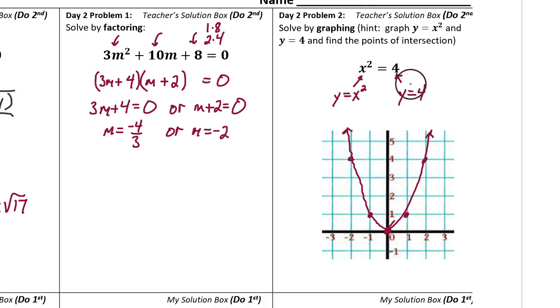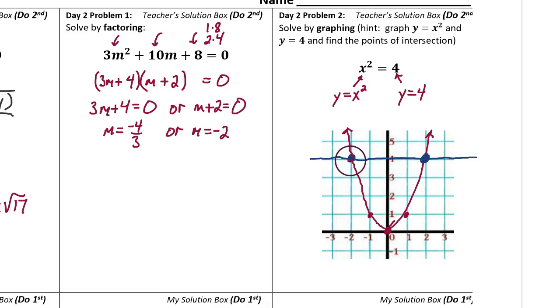Now, let's graph this one over here, y equals 4. That is a horizontal line crossing 4 on the y-axis. Notice that the two graphs intersect each other at this dot and at this dot.